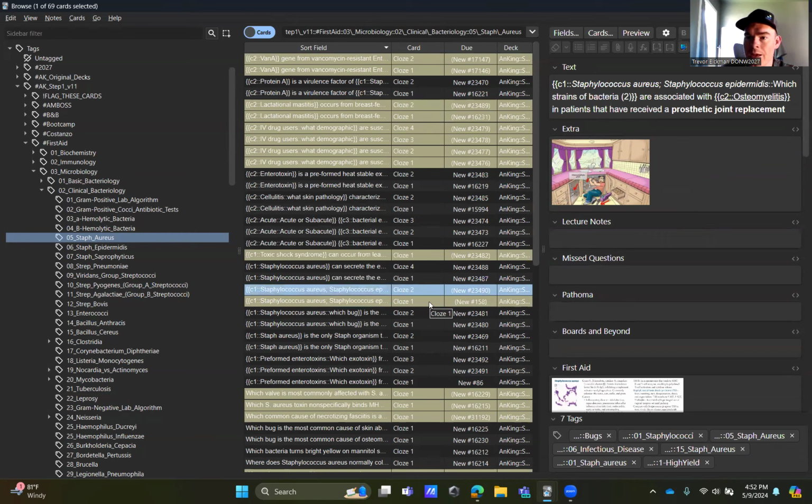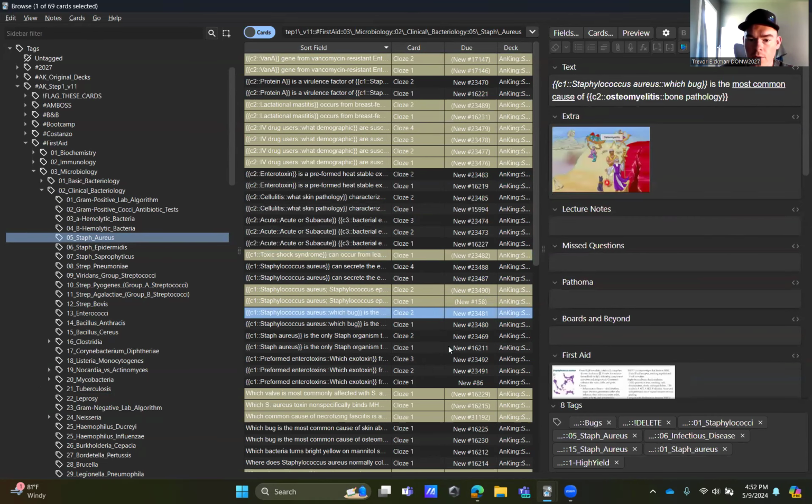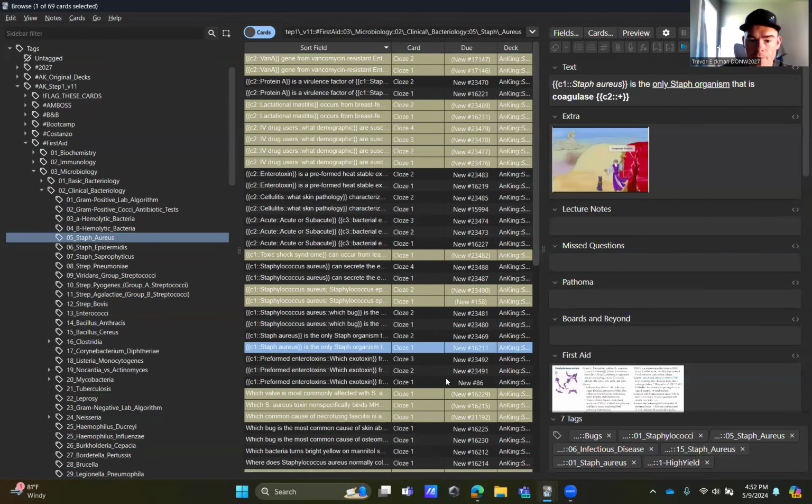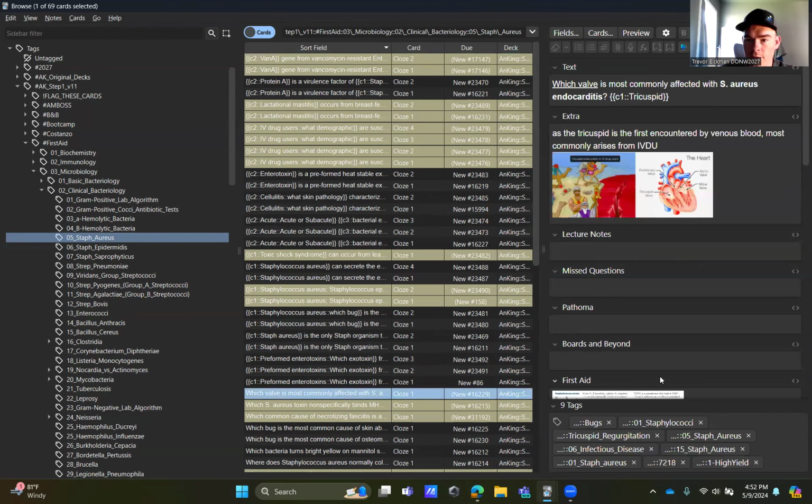There's a lot of repeat concept cards in here, so I was trying to minimize it to one concept on one card or 1 or 2 cards. That way you didn't have like 200 cards and 100 repeats. So skipping these 2, coming down, you're going to grab these next 7 cards here: 1, 2, 3, 4, 5, 6, 7, until you get down to which valve is most commonly affected.